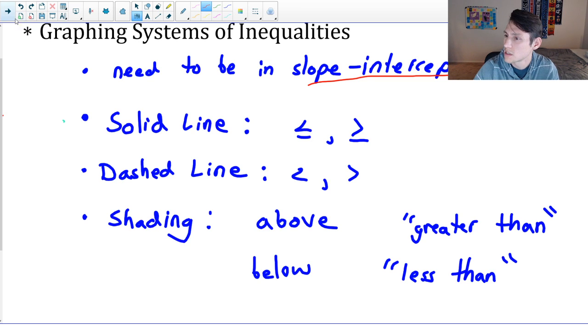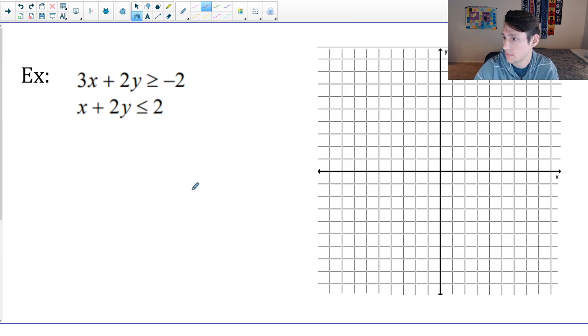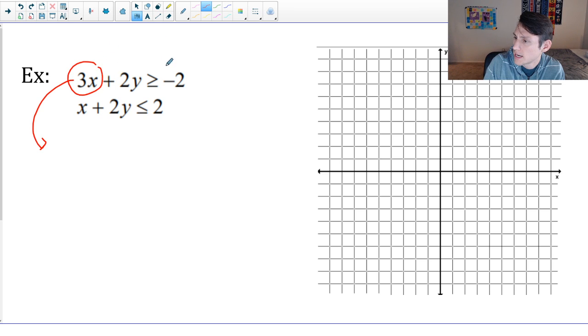All right, so let's see what this looked like in 1B. So I have a system of inequalities. I want to graph them. Now, first things first, neither of these are in slope-intercept form. So I'm going to do the work for this first one down here. Just like with the last one, I want to move this 3x over to the right side.